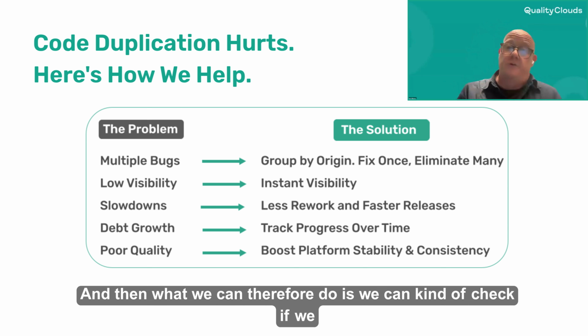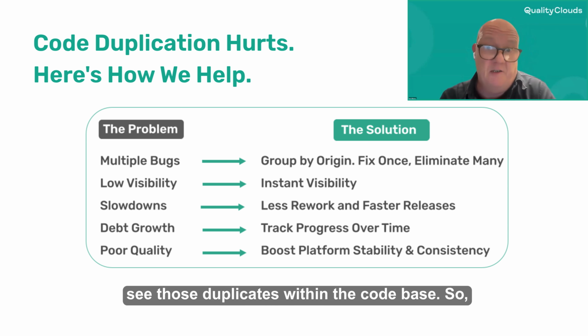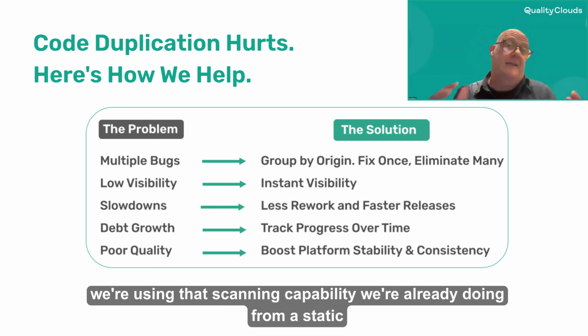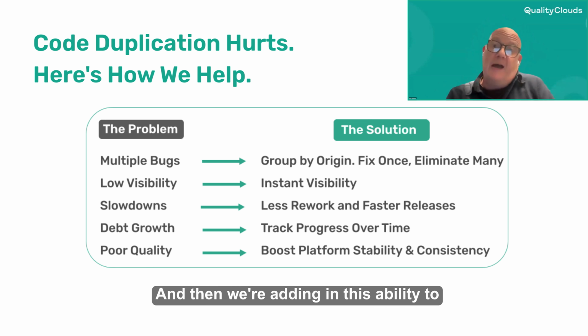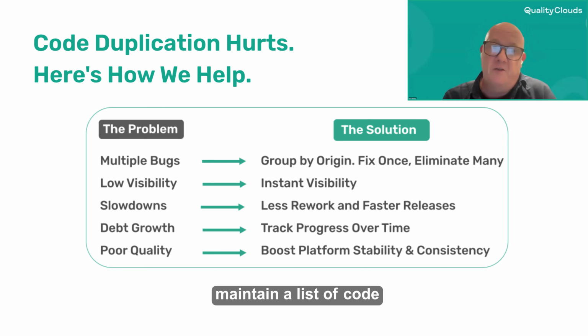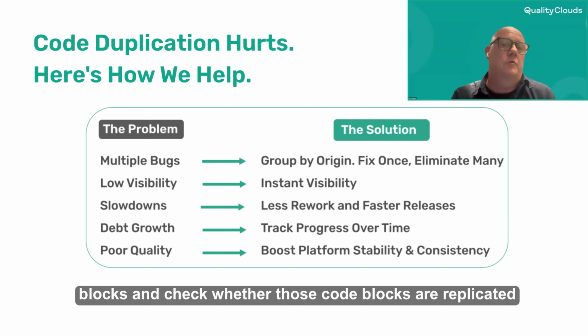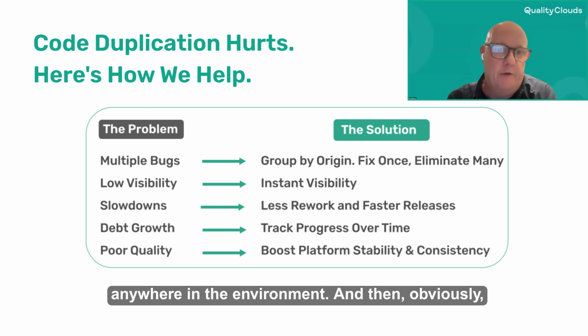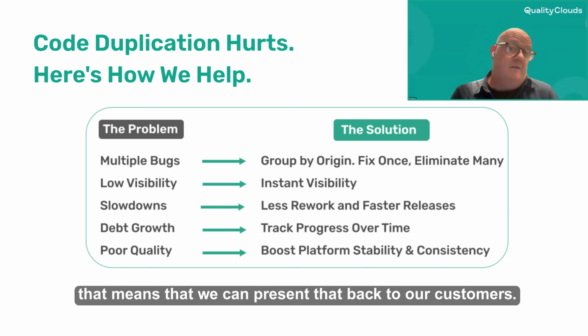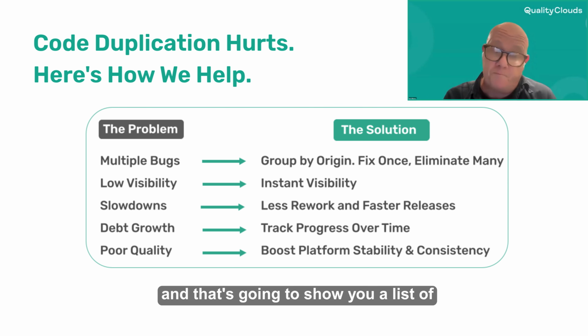And then what we can therefore do is check if we see those duplicates within the code base. So we're using that scanning capability we're already doing from a static code analysis point of view. And then we're adding in this ability to maintain a list of code blocks and check whether those code blocks are replicated anywhere in the environment. And then obviously that means that we can present that back to our customers in our portal.